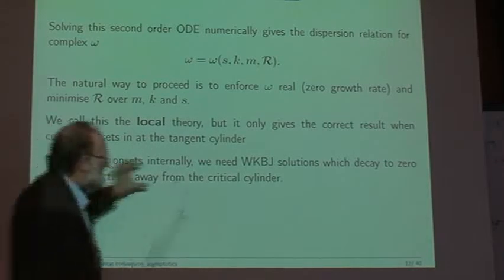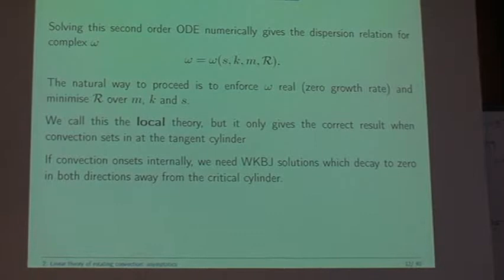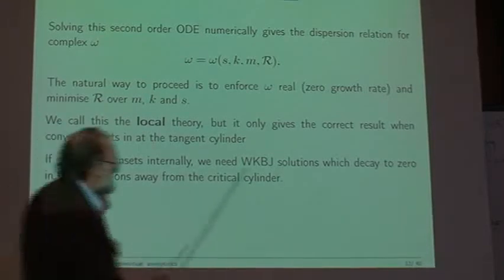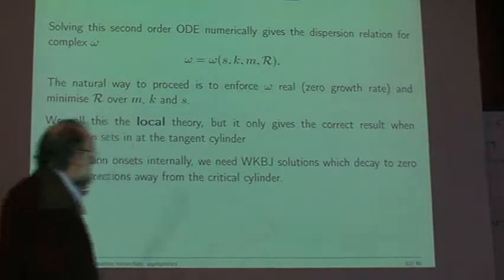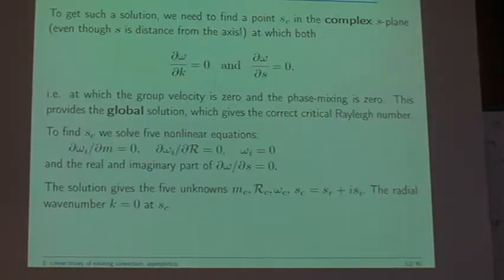The thing which caused the gap between 1970 and 2000 was trying to understand what happens in the internal case, because then you need WKBJ solutions which decay to 0 in both directions away from the critical cylinder. And this is something which Andrew Soward and I worked on for some time, and eventually we managed to solve it, but only after a long, long time.